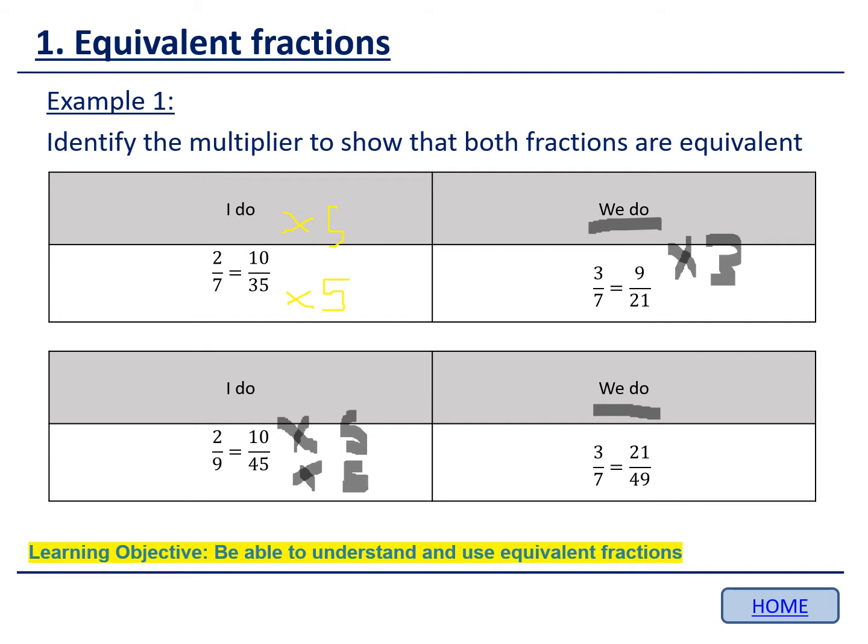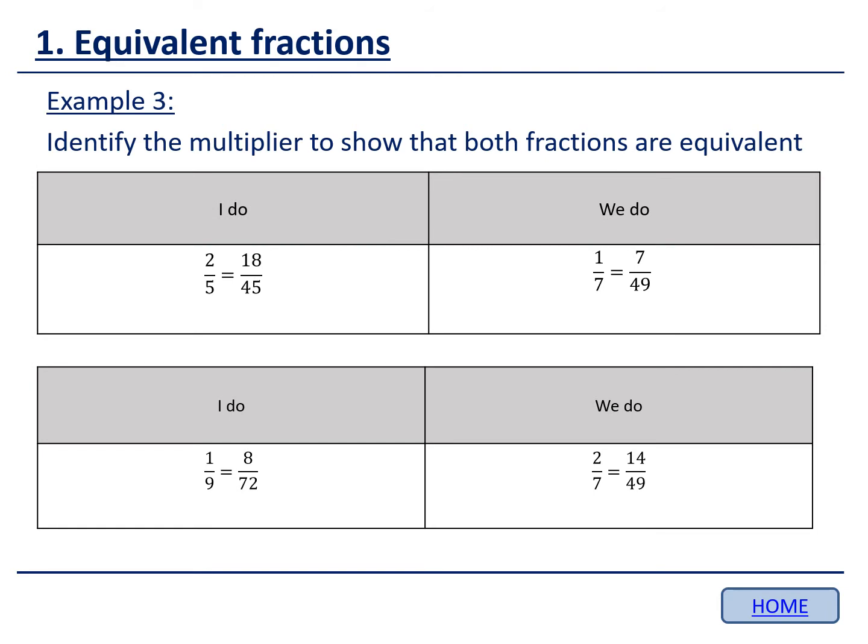This time we need to know how many 3's go into 21. Well, that would be 7. And then we need to check how many 7's there are in 49. Well, we know 7 times 7, 7 squared, is 49, so we're all good again. Okay, same task. How many 2's into 18? Well, I know that's 9. How many 5's in 45? Yeah, that's 9. Okay, pause the video and have a go at the we do.